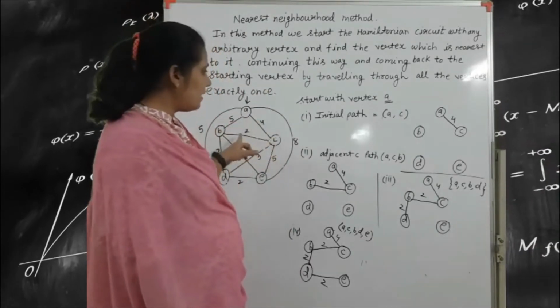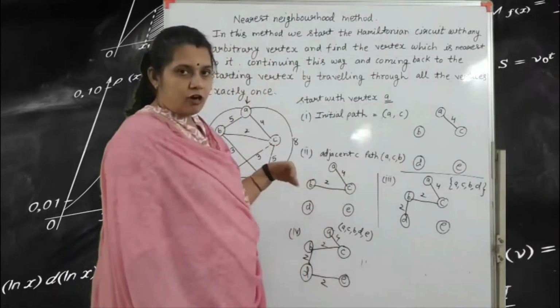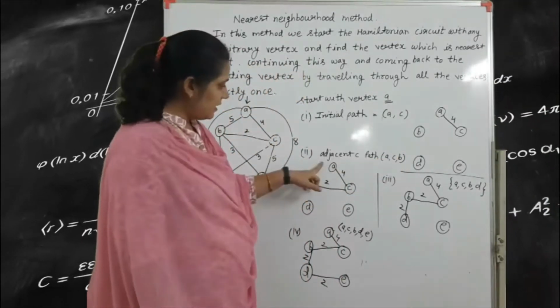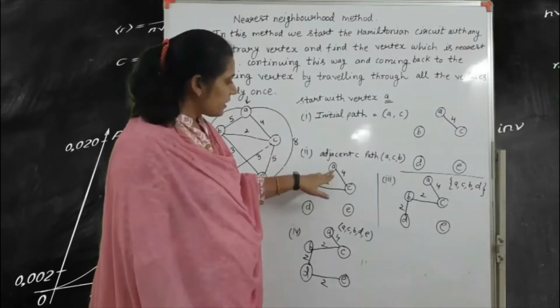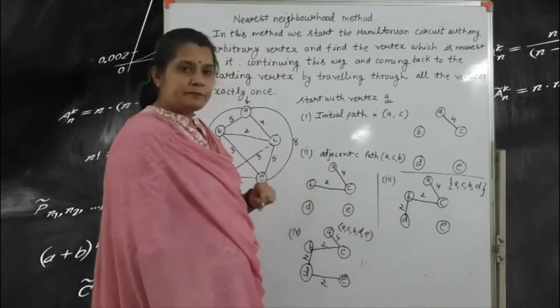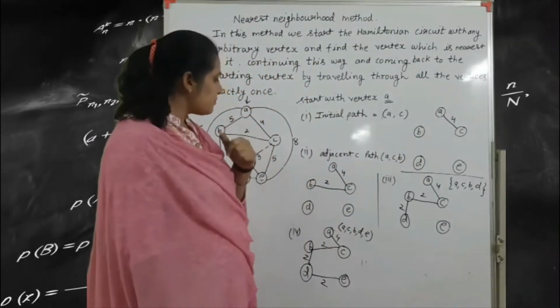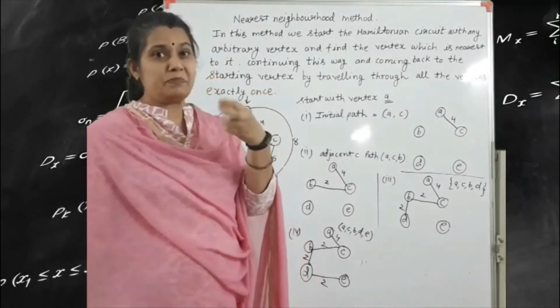So our path is A, C, B, and we draw again the 5 vertices A, B, C, D, E. A to C we have already drawn. Next one is C to B. Got it? Next we have the B vertex.